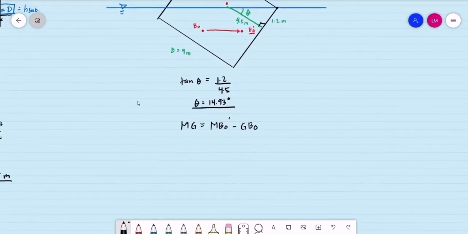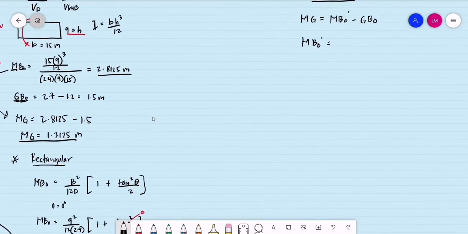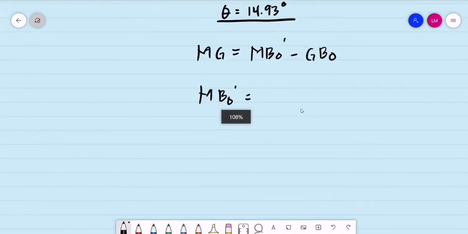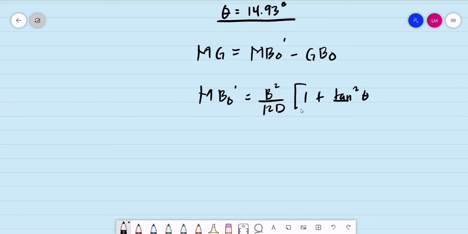So, kunin natin yung panibagong value ng MB sub O. Yung MB sub O prime, since nagkaroon ng rotation, gamitin natin yung formula for rectangular, since rectangular naman yung scow natin. Ito yung B squared divided by 12 times D, multiplied by 1 plus the tangent squared of theta divided by 2. Since meron na tayong rotation ngayon.